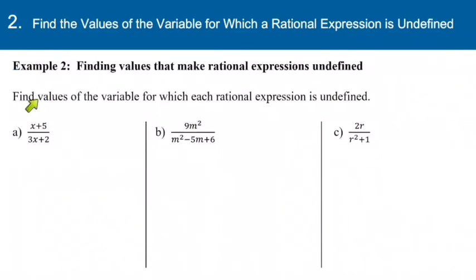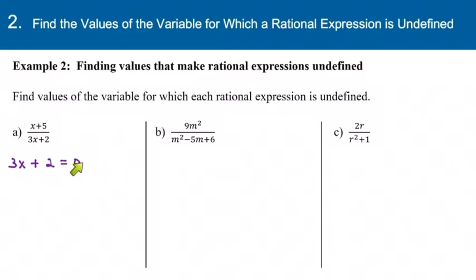Okay, just for practice here, these are not evaluating questions. This says find the values of the variable for which the rational expression is undefined. Remember, a rational expression is undefined if its denominator equals 0. So we have to find out what value of x would cause this denominator to equal 0. So we will write 3x plus 2 equals 0. Whatever x value makes this equation true is the number that will cause this denominator to equal 0, and that means it's the number that would cause this expression to be undefined.